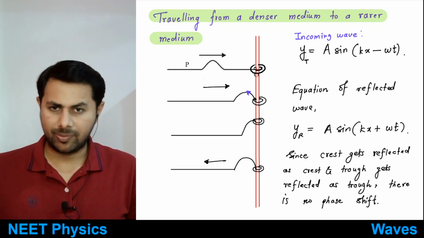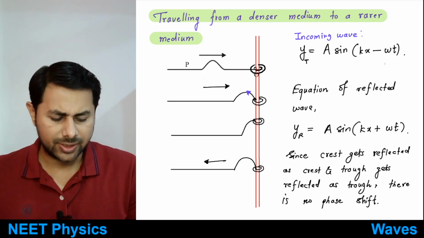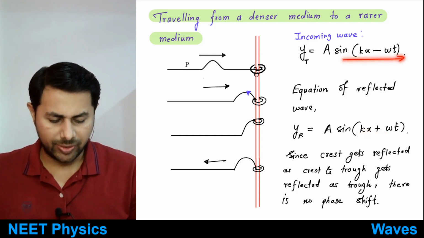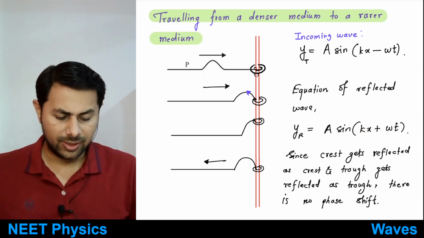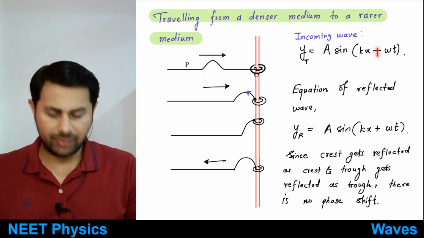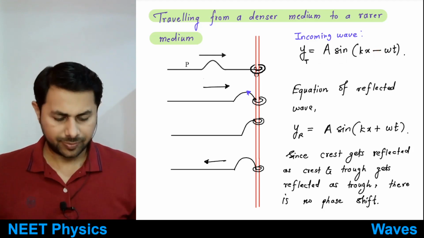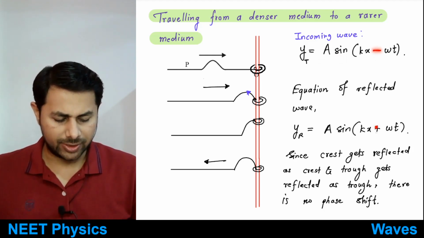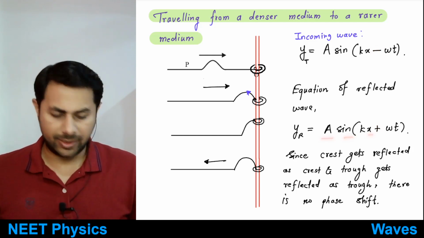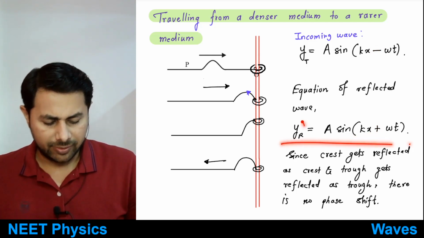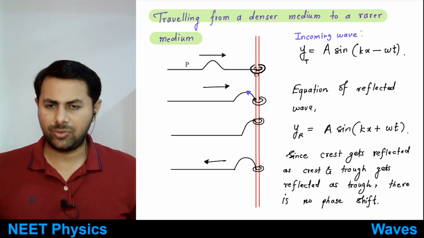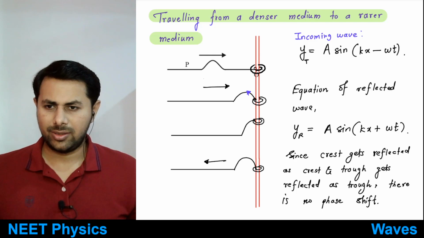The crest gets reflected as a crest, but it just travels in the negative x direction. So this is the equation of a wave moving in the positive x direction, that is a sin(kx - ωt). This minus sign will become plus. So you have a sin(kx + ωt). This is the equation of the reflected wave. So there is no phase shift now. This thing is clear.